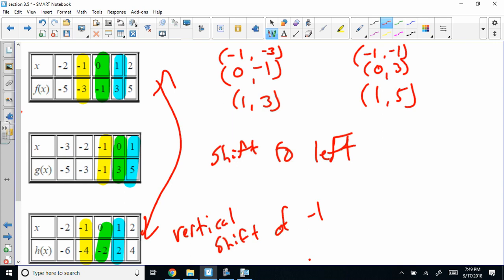Now, if that had vertical compression, stretches, reflections, all that, we could probably do reflections, but that's way more difficult if you had those. So they did keep it simple, right? Shift to the left, how many? 1, right?